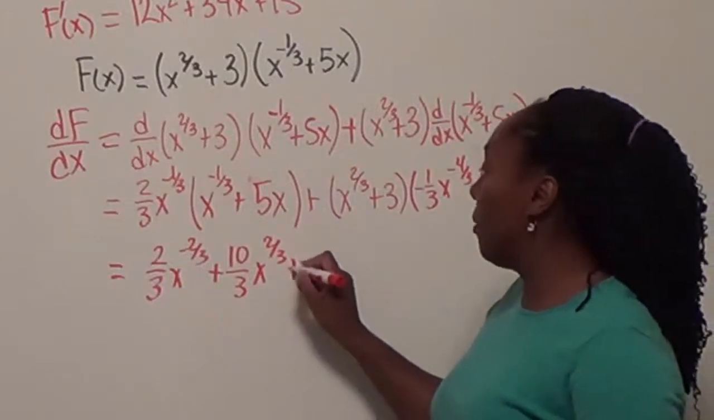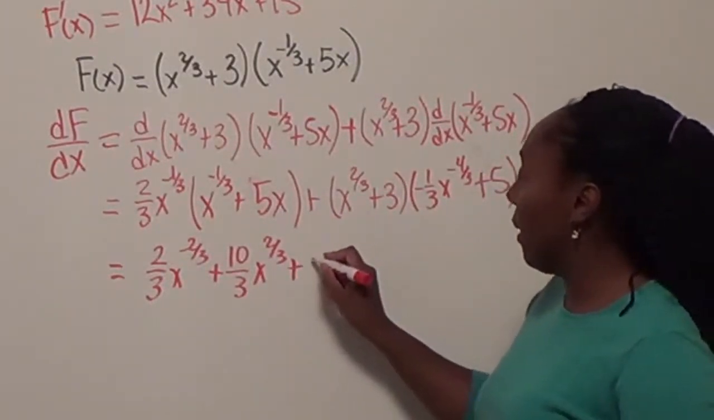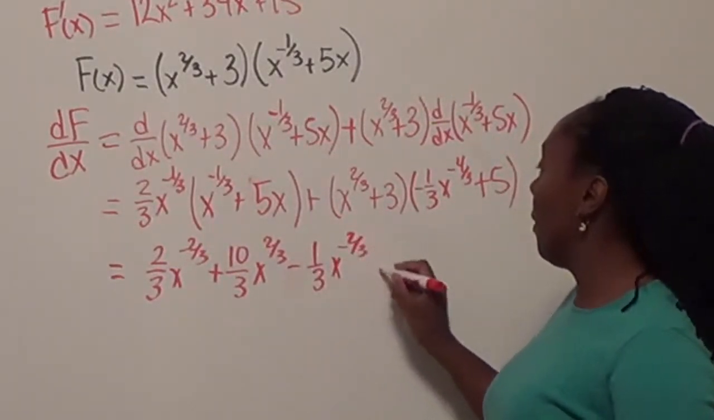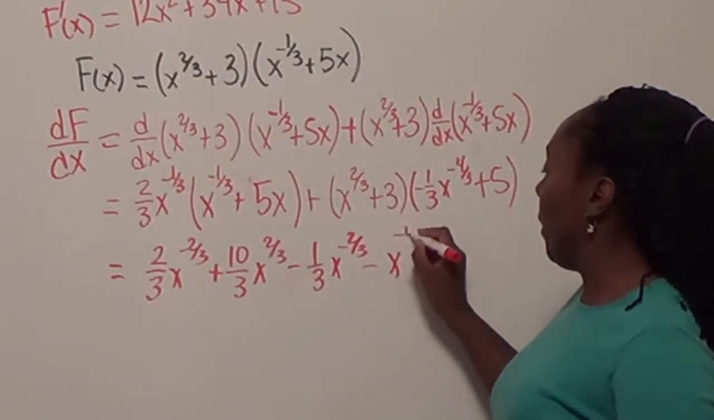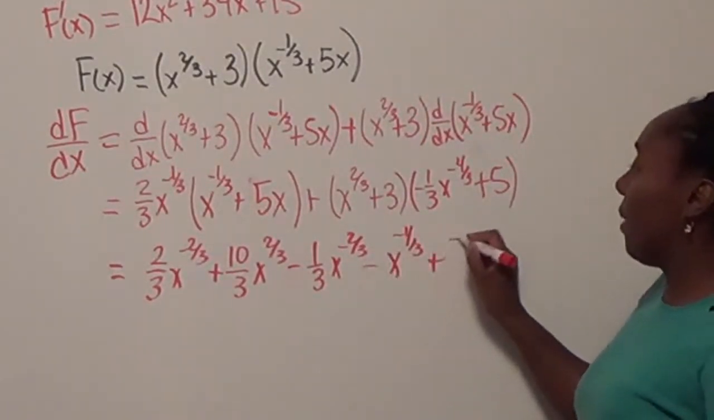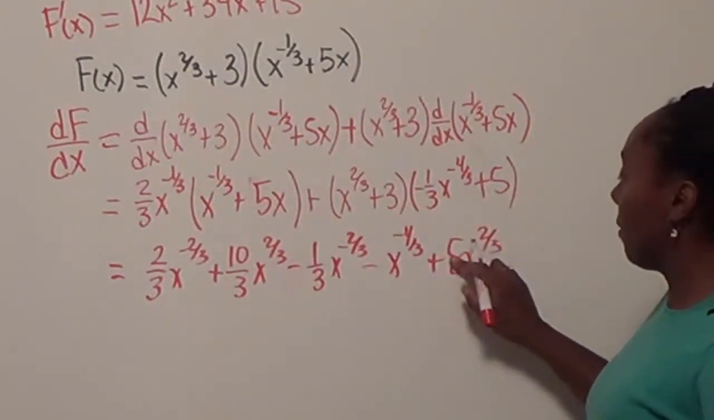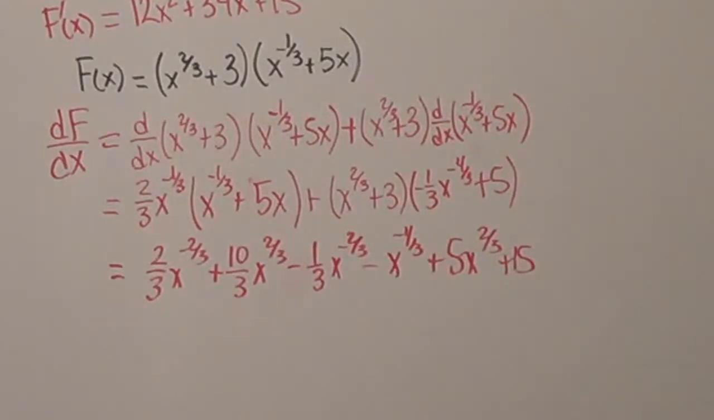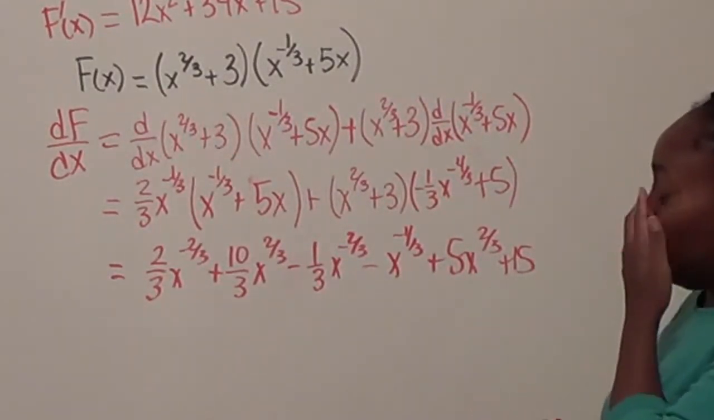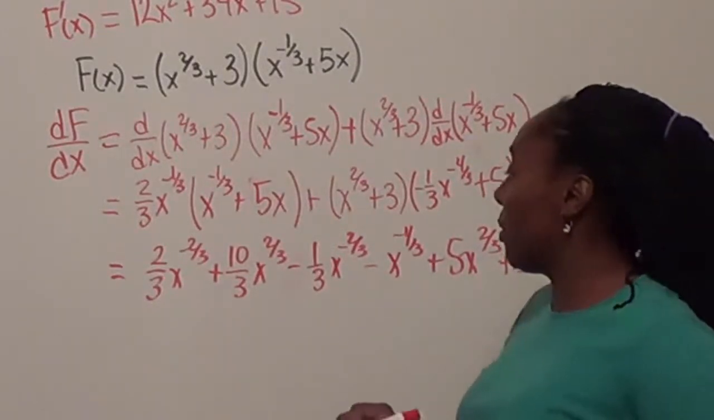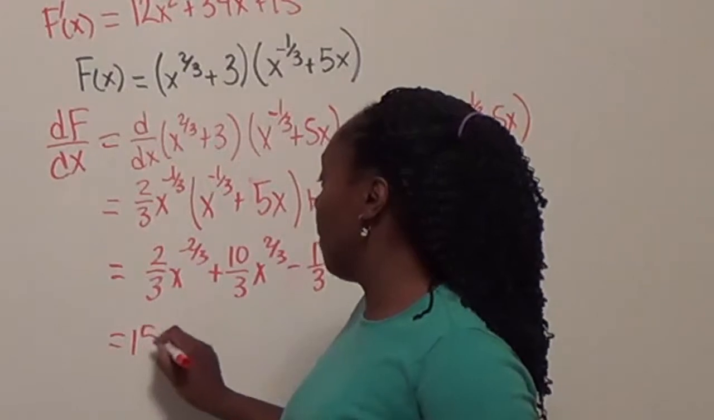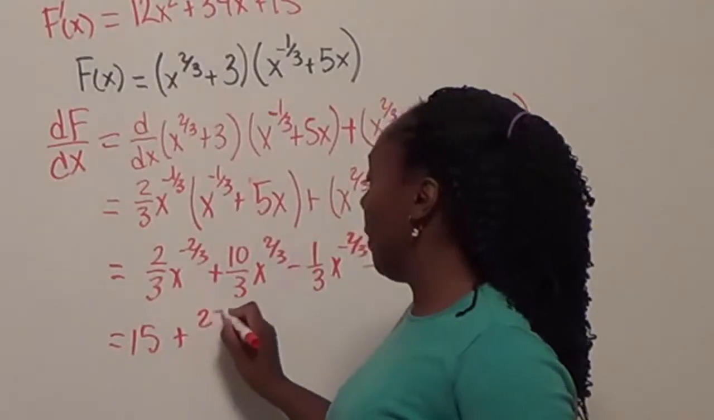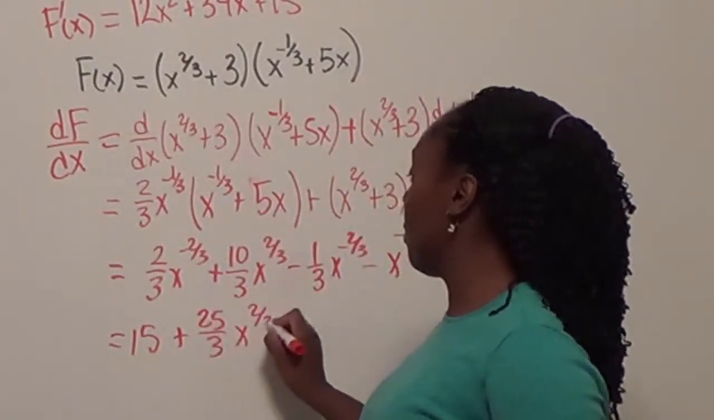And then here we'll FOIL out. So multiplying here looks like a negative 1/3 x to the negative 2/3 minus an x to the negative 4/3 plus 5x to the 2/3 and a 15. Again, combining like terms, we'll go most positive powers first. So we'll have 15, and a 10/3, and a 5. So that's a 25/3 x to the 2/3.